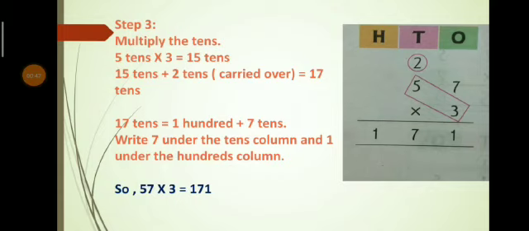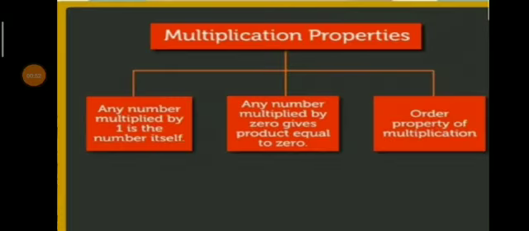Students, now let us know about multiplication properties. Today we will discuss 3 basic properties of multiplication. First, any number multiplied by 1 is the number itself. Second, any number multiplied by 0 gives product equal to 0. Third, order property of multiplication. Students, let us discuss in detail about these properties one by one.